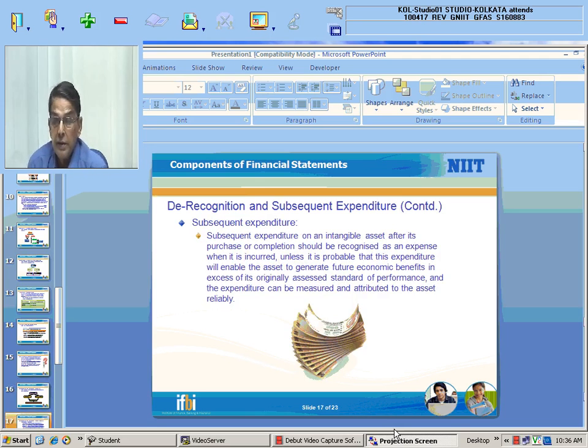What about subsequent expenditure? There could be subsequent expenditure on an intangible asset. After the purchase or completion of an intangible asset, certain expenditure may be incurred afterwards. How to treat that? The subsequent expenditure should be recognized as an expense when it is incurred. Normally, it is revenue expenditure, as and when incurred. The exception is if it is probable that the expenditure will enable the asset to generate future economic benefits in excess of the originally assessed standard of performance, and the expenditure can be measured and attributed to the asset reliably.